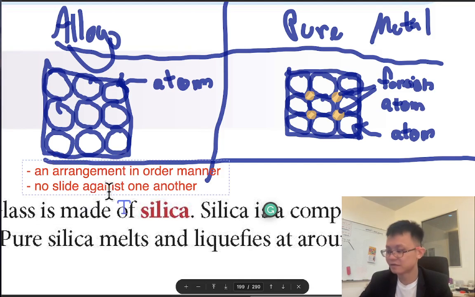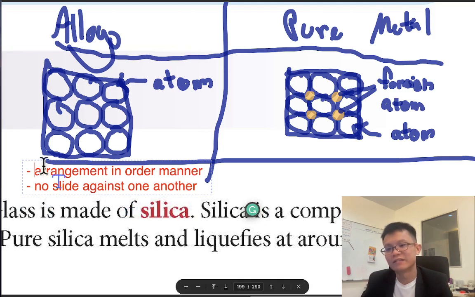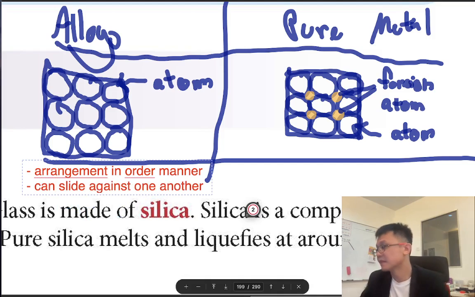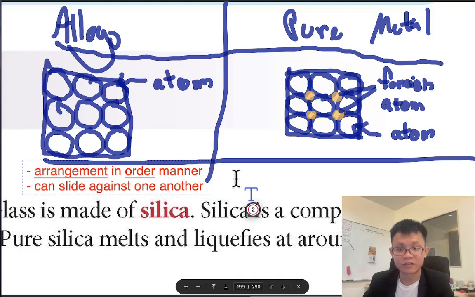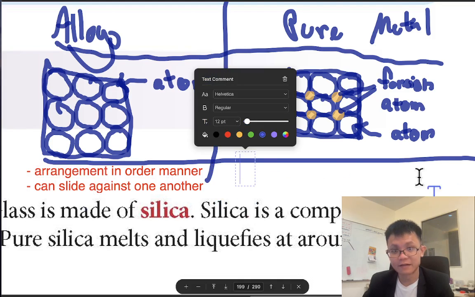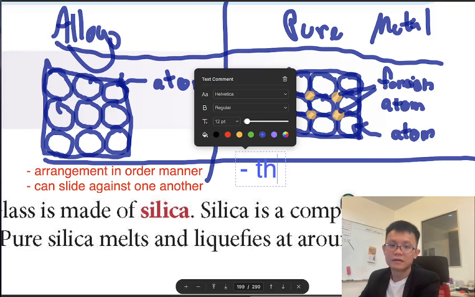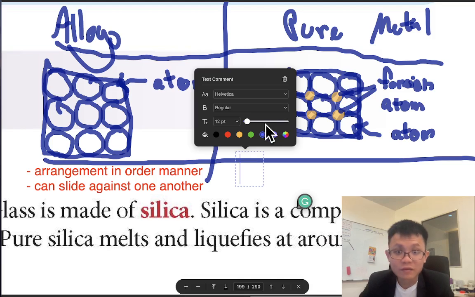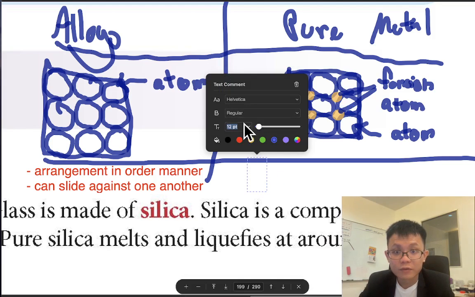And arrangement, what's this? Okay, so you don't just write arrangement, I say the atoms are arranged in an orderly manner. So the atoms can slide against one another easily when the force is applied. So that is the keyword, slide against one another and the arrangement in orderly manner. So this one we can say that pure metal, wait, let me write the words so big. Let's put it smaller, let's use black color.